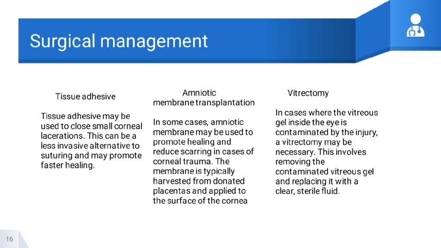Amniotic membrane transplantation. In some cases, amniotic membrane may be used to promote healing and reduce scarring in cases of corneal trauma. The membrane is typically harvested from donated placentas and applied to the surface of the cornea. Vitrectomy. In cases where the vitreous gel inside the eye is contaminated by the injury, a vitrectomy may be necessary. This involves removing the contaminated vitreous gel and replacing it with a clear sterile fluid.